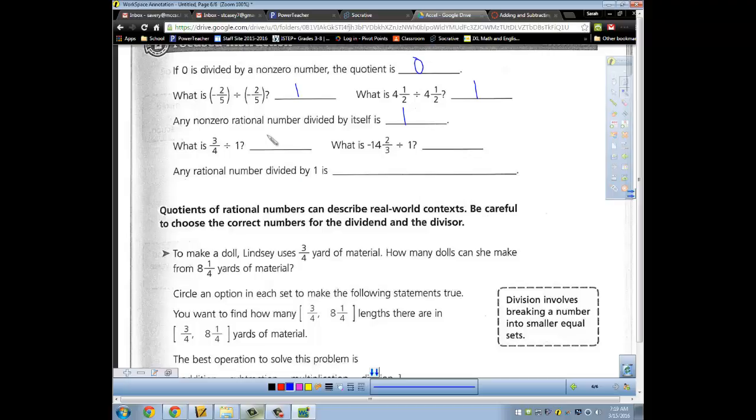3/4 divided by 1 is just 3/4. So if you divide by 1, you're just going to end up with what you started with. So -14 2/3 divided by 1 is -14 2/3. That should just be basic stuff that you already know. Any rational number divided by 1 is the same number or itself. Okay, moving down.